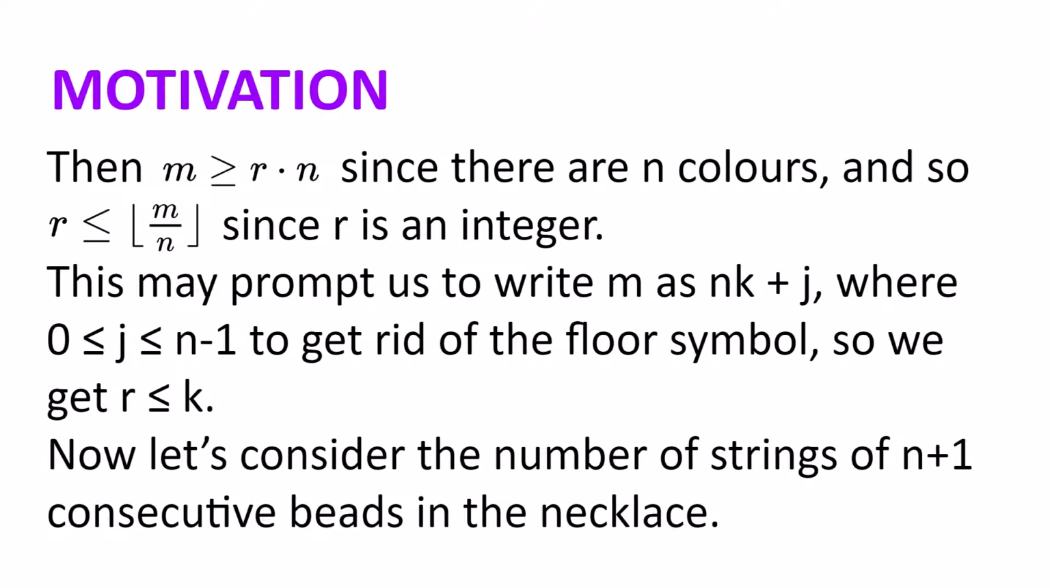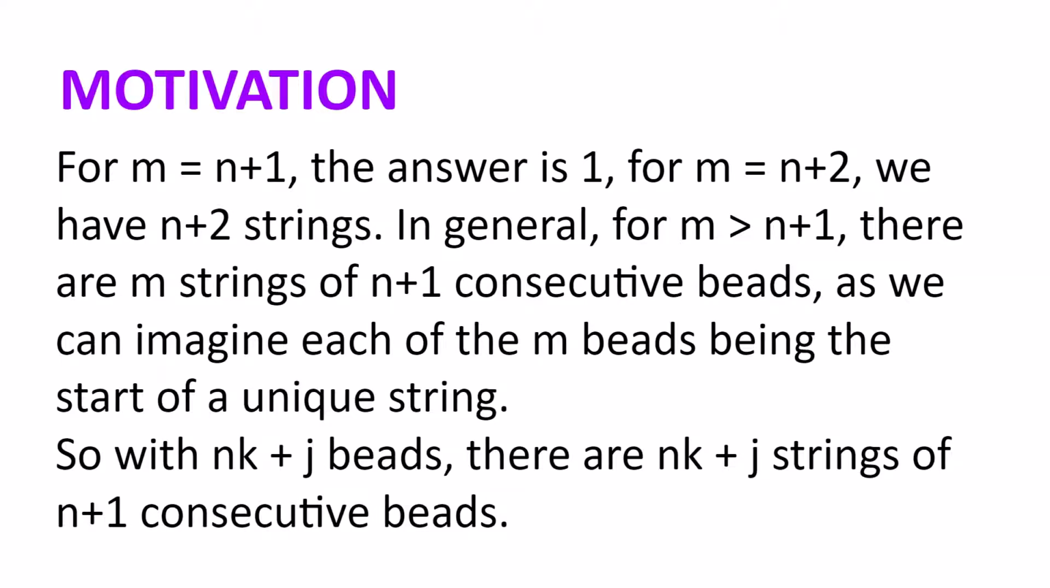Now let's consider the number of strings of n plus 1 consecutive beads in the necklace. For m equal to n plus 1, the answer is 1, namely the entire necklace. For m equal to n plus 2, we have n plus 2 strings. There are n plus 2 possibilities for the final bead in the necklace that is not included in the string of n plus 1 consecutive beads.